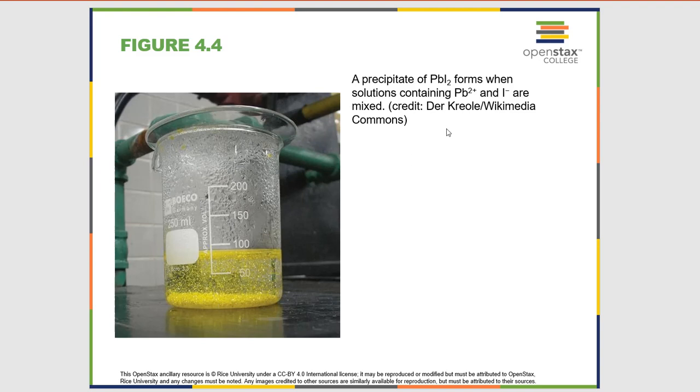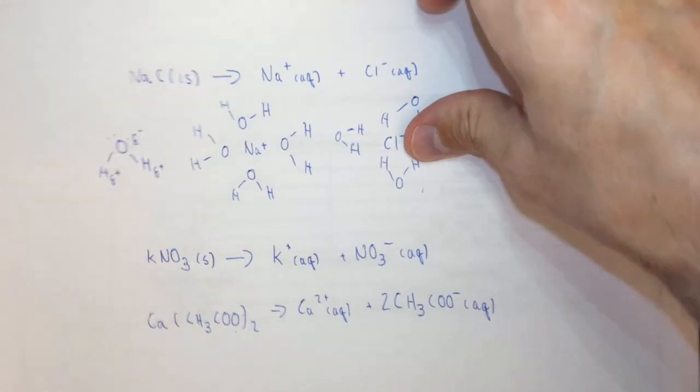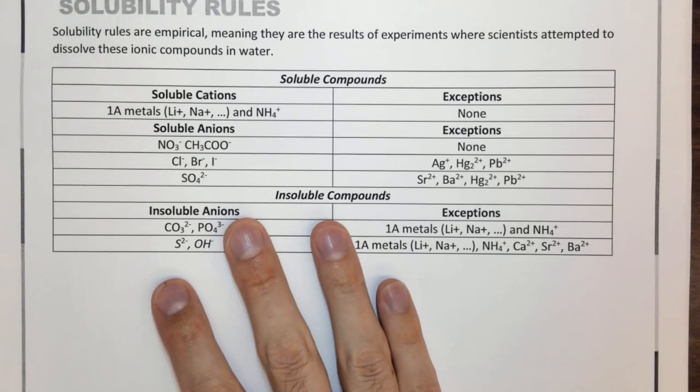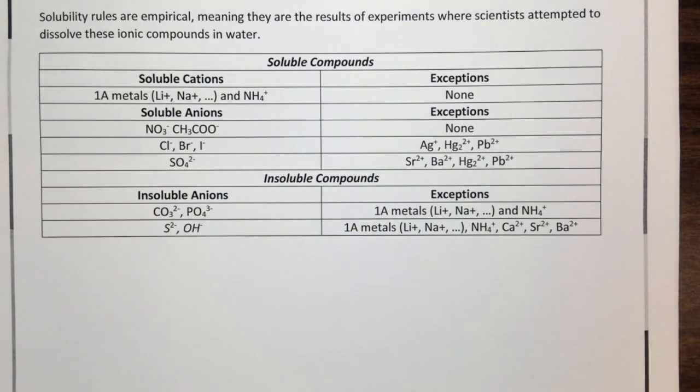So you may ask yourself, well, why doesn't lead(II) iodide dissolve in water? Well, the reason for that is based on these solubility rules. Now, these solubility rules are empirical. So what that means is they are experiment based. And I have another copy of the solubility rules here, and then this will allow me to write some stuff down here, so I want to use them here. So these are empirical solubility rules. Scientists literally tried to dissolve stuff and saw if it would dissolve. And then based on that, they came up with this table of solubility rules.